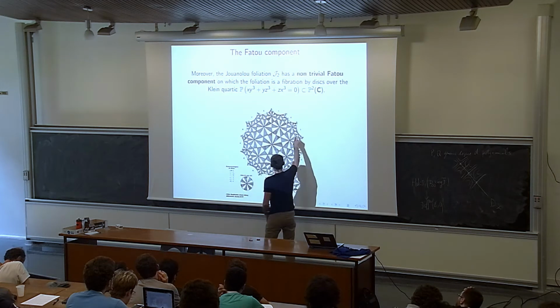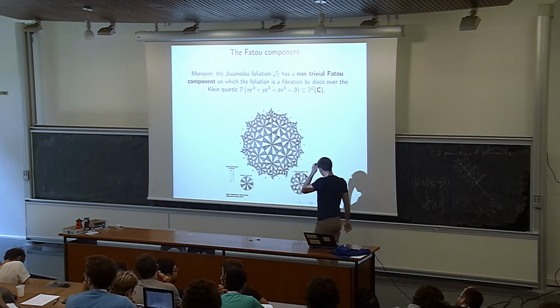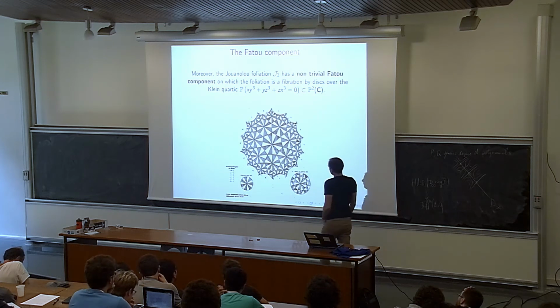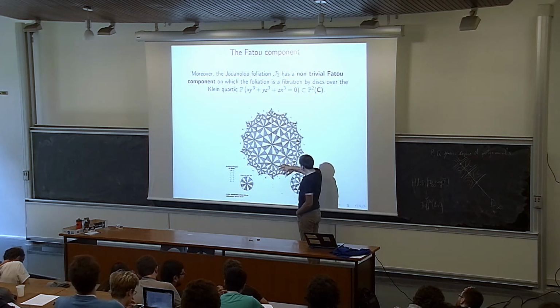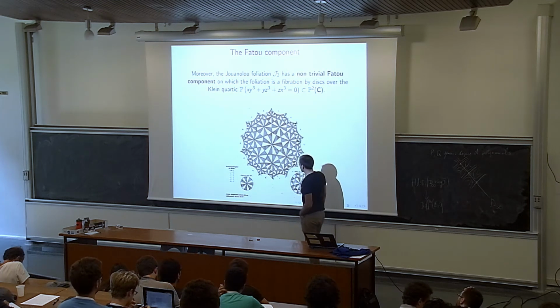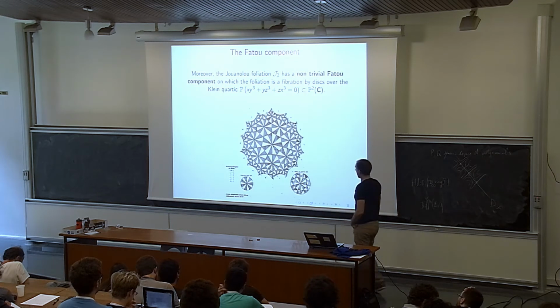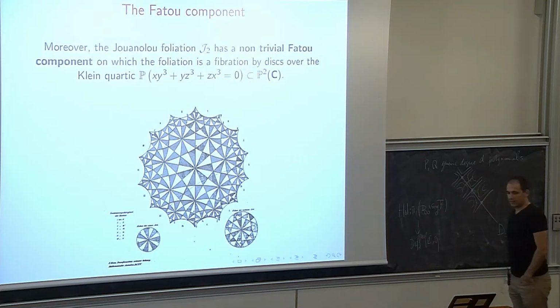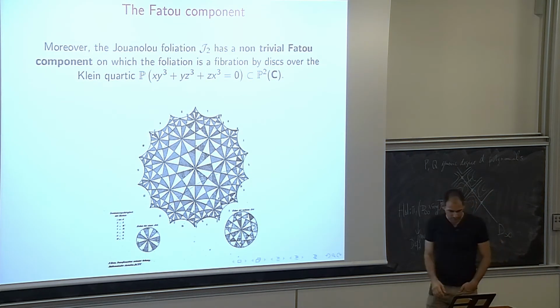So here I draw the famous tilings of the hyperbolic plane, which define a discrete subgroup of the isometries of the hyperbolic plane that defines the uniformization of that Klein quartic. It is a famous tiling that was discovered by Klein. Actually, it is a picture that you can find in Klein's book.